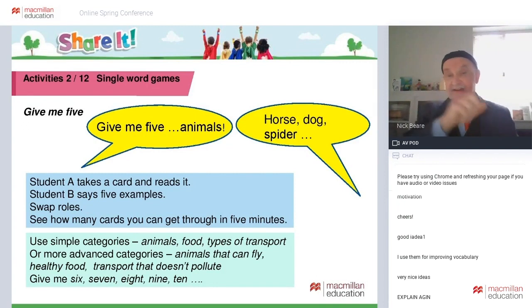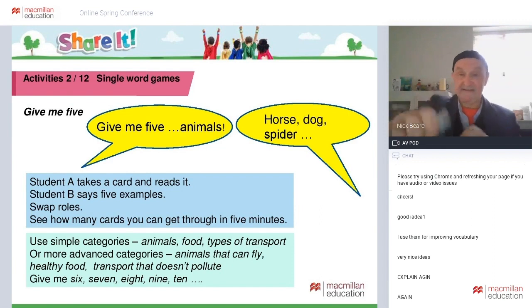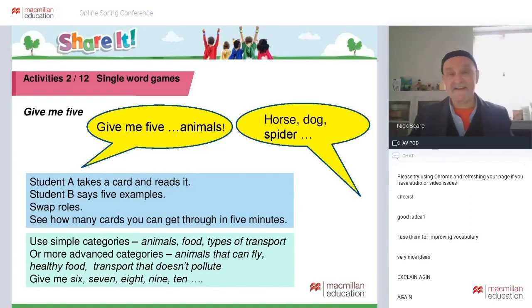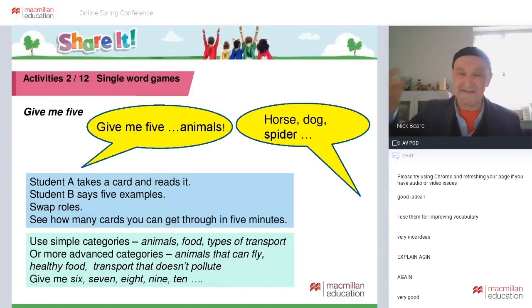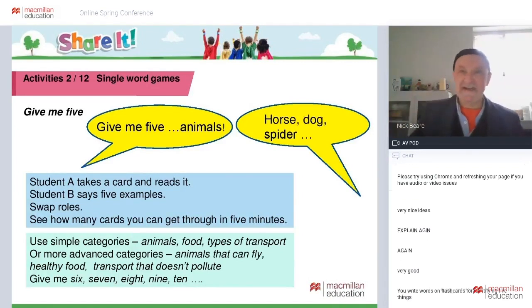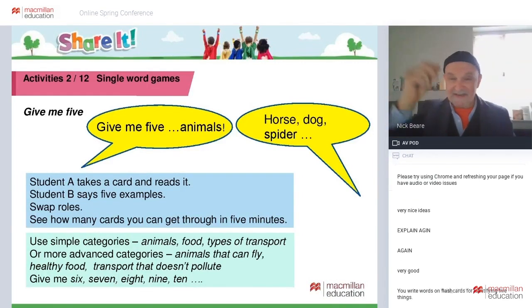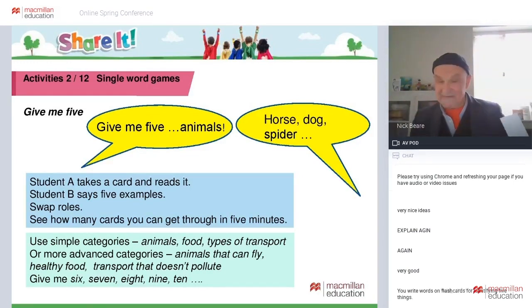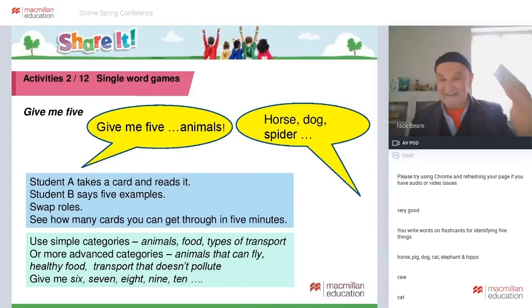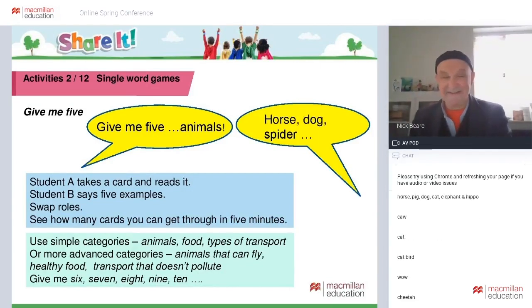Right, okay. So each student has a little set of cards. Student A, student B, and they put the cards down, face down. Student A takes a card and says, give me five animals. Student B has to quickly think of five animals. Quite difficult. Okay, horse, dog, spider. Two more animals. Five animals, please. Anybody? Five animals? Well done. Hooray, there's our first one. There's an expert here. Okay, that's student B's turn.